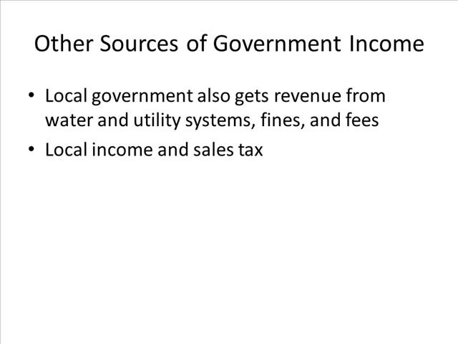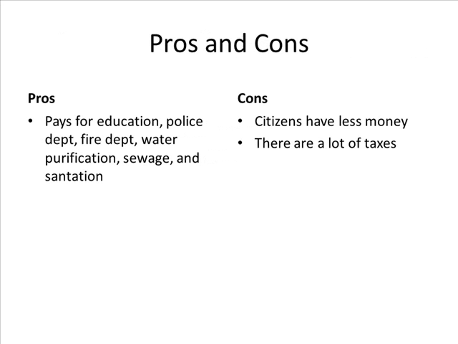Other sources of our local government income come from our water and utility systems, and fines that you pay for parking or when you break the law, and they generate a lot of money which helps the government. So there are pros and cons to the government and their taxes. They help us out, but at the same time, they put a dent in our pocket as well.